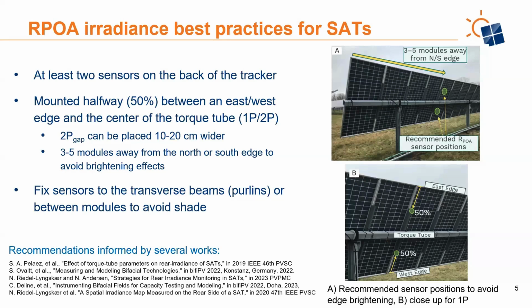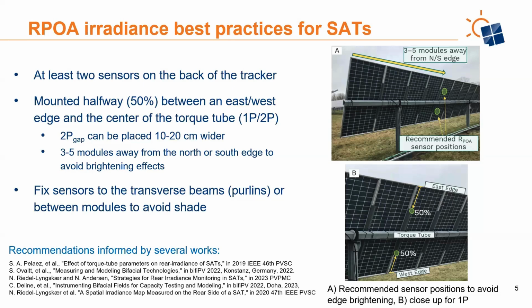So these results are applicable to 1-in-portrait and 2-in-portrait systems. If you have a 2-in-portrait system with a torque tube gap, a light gap there, the results are a little different. You should actually place those sensors a little bit wider, or closer to the edges.